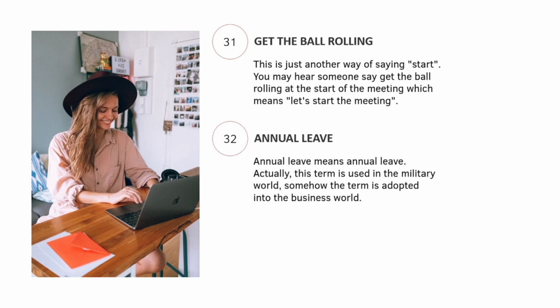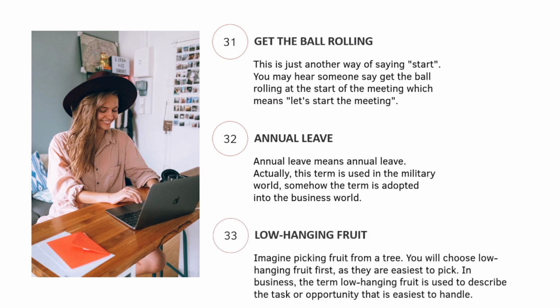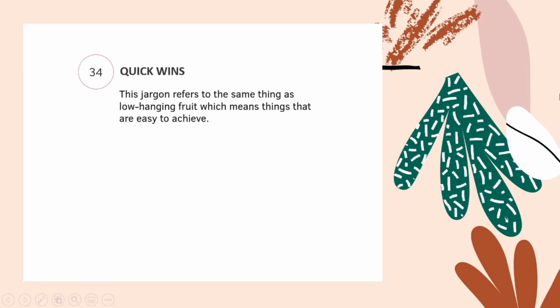Annual leave. Annual leave means annual leave. Actually, this term is used in the military world. Somehow, the term was adopted into the business world. Low-hanging fruit. Imagine picking fruits from a tree. You will choose low-hanging fruit first, as they are easiest to pick. In business, the term low-hanging fruit is used to describe the task or opportunity that is easiest to handle. Quick wins. This jargon refers to something like low-hanging fruit, which means things that are easy to achieve.